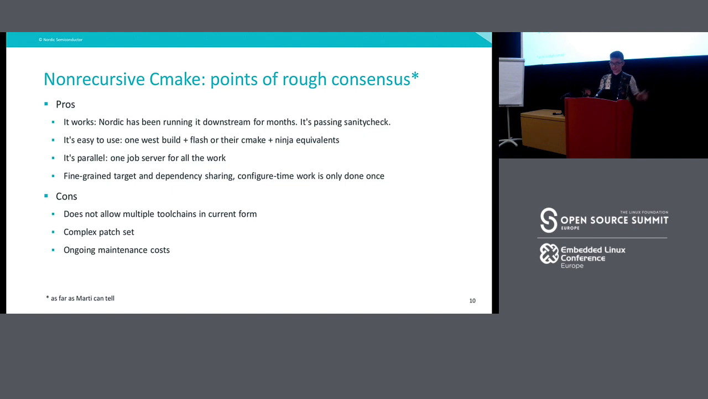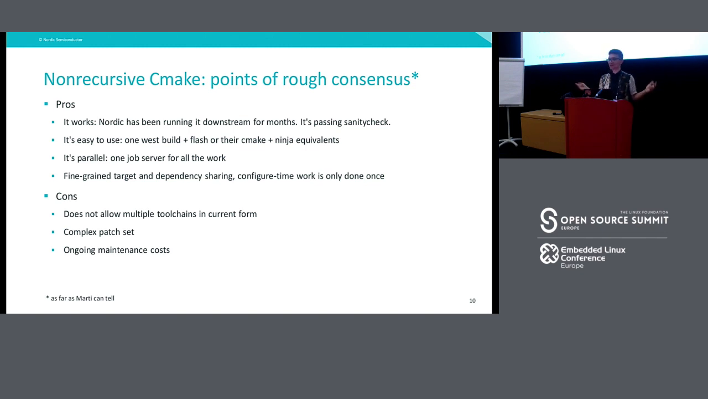And I didn't write the CMake parts of this. All I did was make it work with West and tweak it a little bit. So I'm looking at this as independently as I can, and I'm trying to make lists of pros and cons that I think there is broad consensus on. And of course, again, this is highly asterisks. If you disagree that there's consensus on anything in this list, yell at me and I will be wrong.